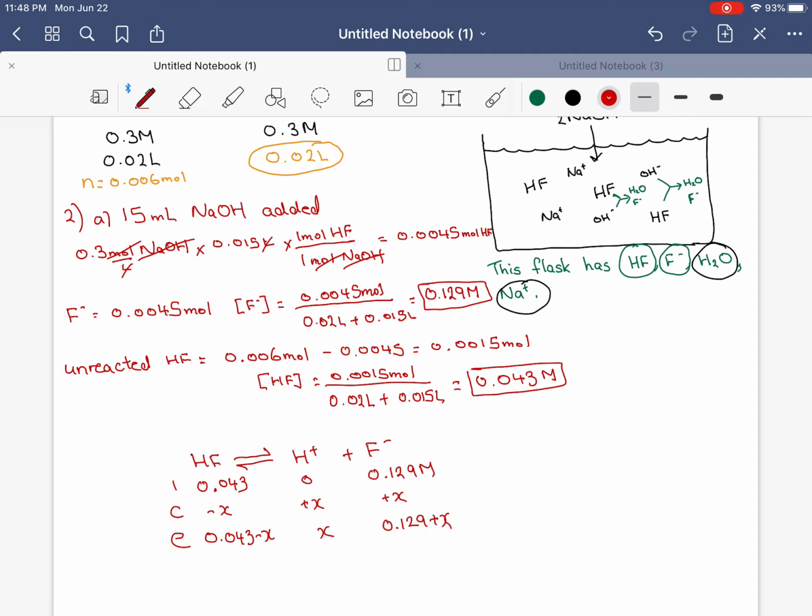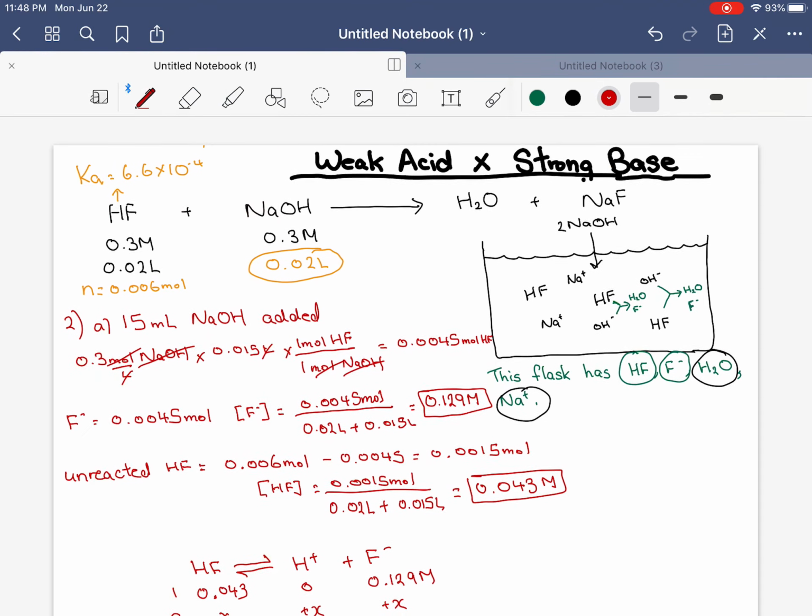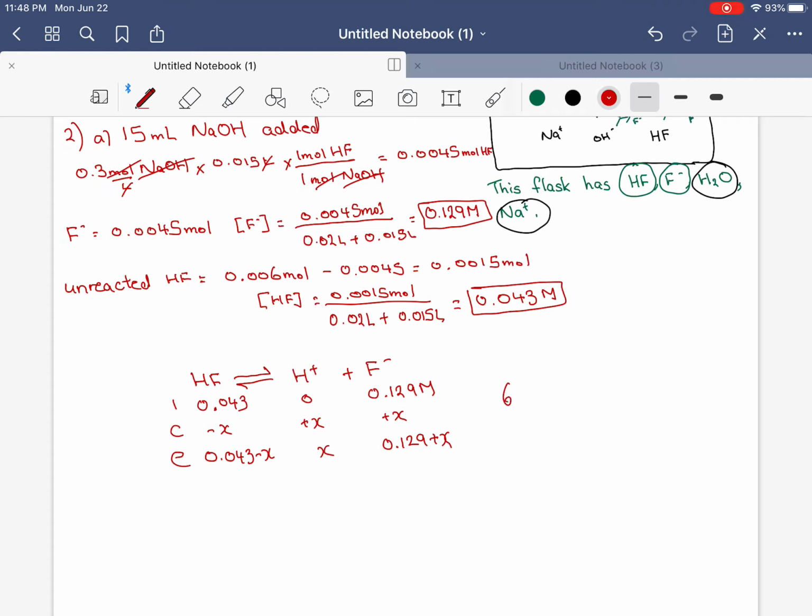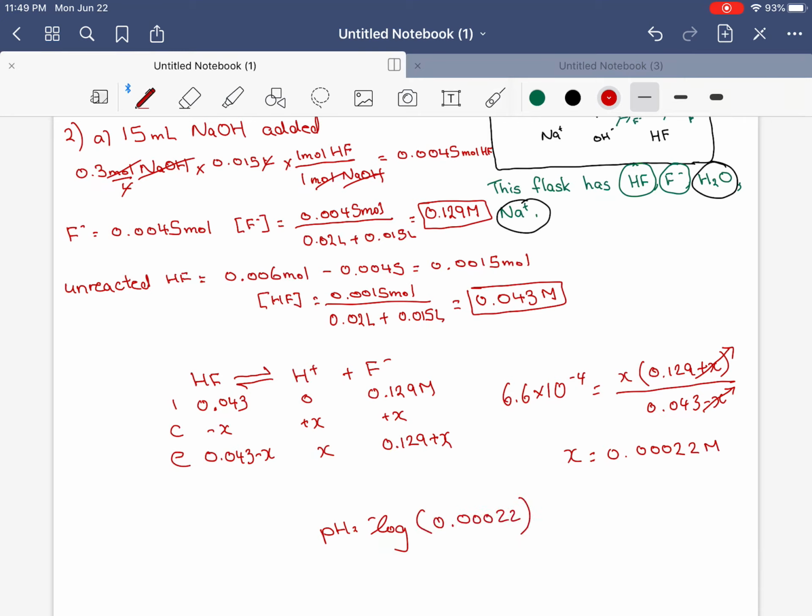Okay, I checked the 100 rule. It applies, as in it works. So that's 6.6 times 10 to the power of negative 4 is equal to X times 0.129 plus X over 0.043 minus X. These can go, and X is actually equal to a very, very tiny number, 0.00022 molarity. So to finish this off, pH is equal to negative log of 0.00022, and that should give me a pH of 3.66.